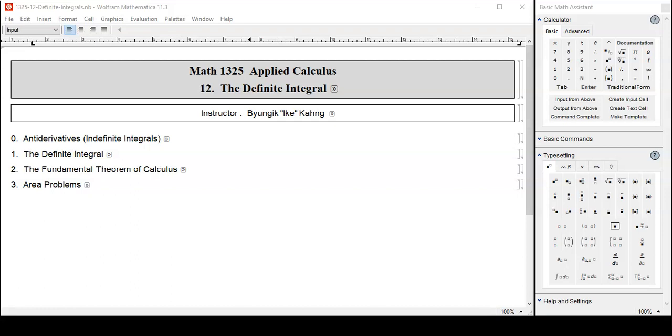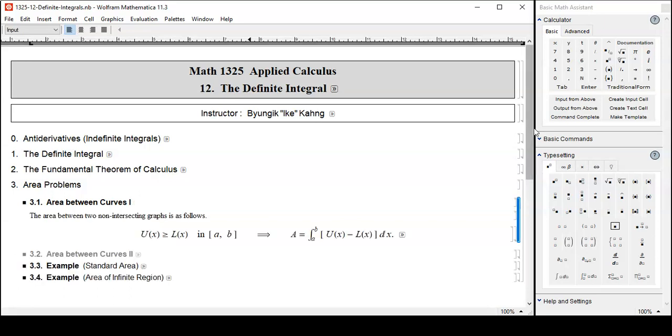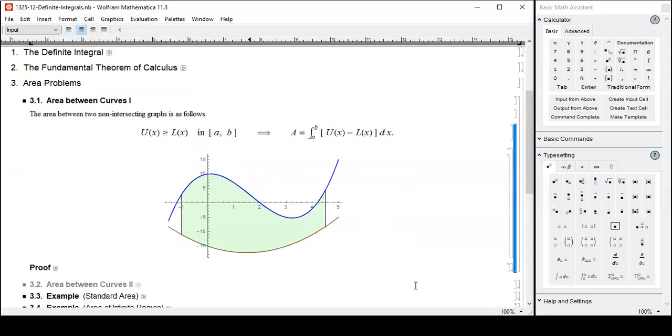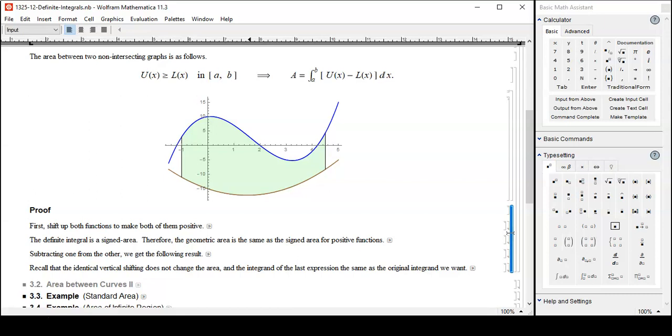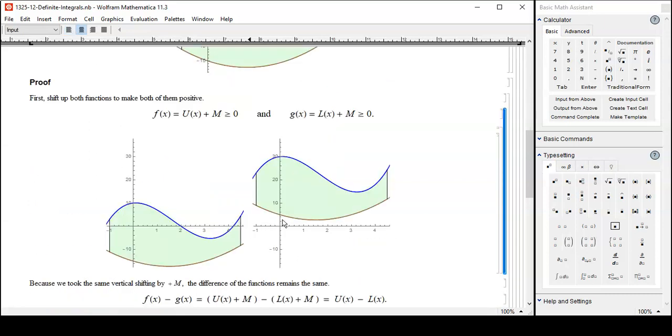Welcome back, students, and let's do some area problems associated to definite integral. And these are going to be geometric area problems. Area between curves. Let's suppose we have these kind of curves. And basically what we want is the bigger area minus smaller area. You see? Shift them up appropriately.